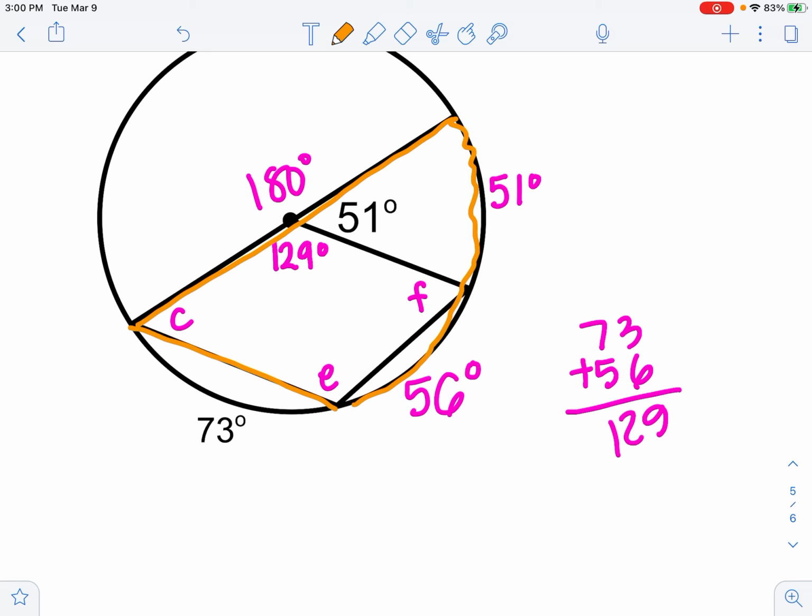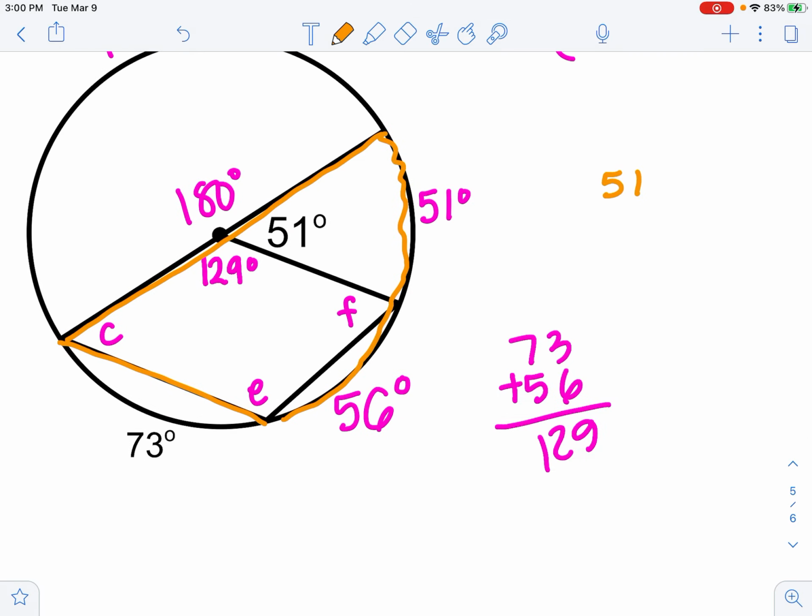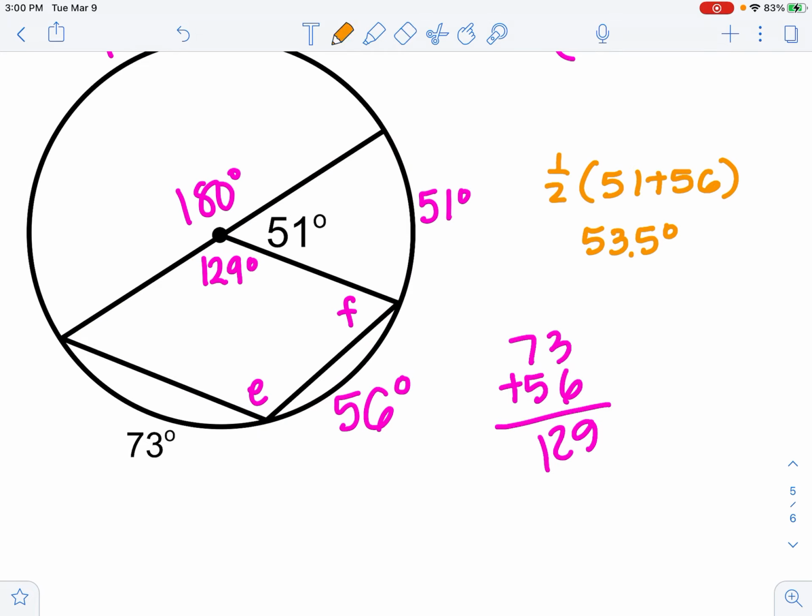So I'm going to do 51 plus 56, which is 107. And then I'm going to take half of 107, which is 53.5 degrees. So now I know angle C is 53.5 degrees. I'm going to erase that, put 53.5 degrees.